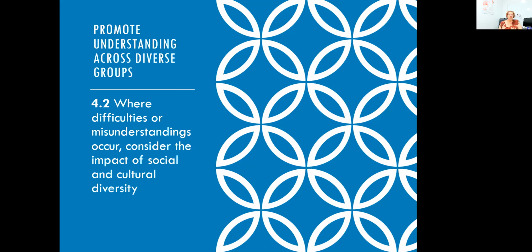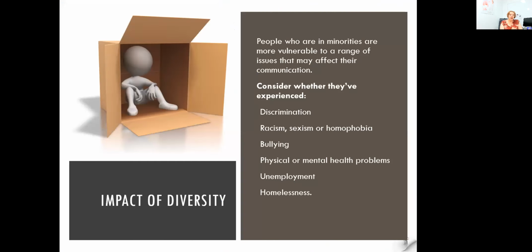So chapter 4.2: where difficulties or misunderstandings occur, consider the impact of social and cultural diversity. People who are minorities are more vulnerable, and a range of issues may affect their communication. Consider whether they've experienced discrimination, racism, sexism, homophobia, bullying, physical or mental health issues, unemployment, or homelessness.